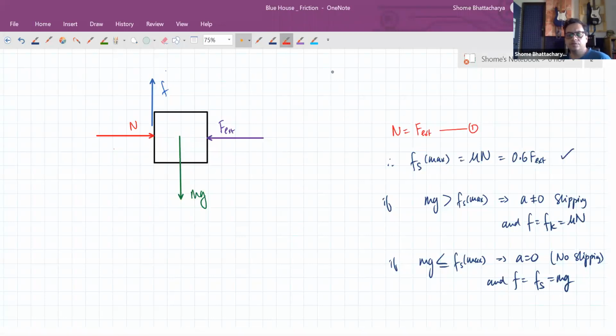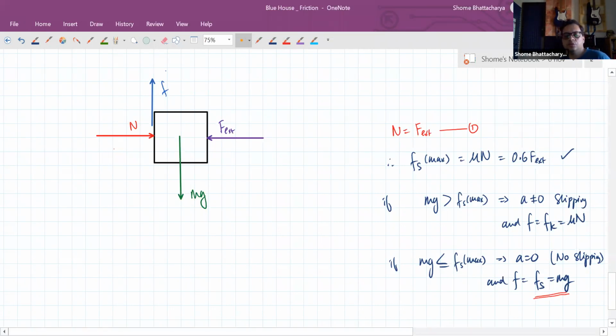So this is very important. And in this case, it need not be equal to mu N, just has to balance mg. So to just check in each of the cases which one is happening.